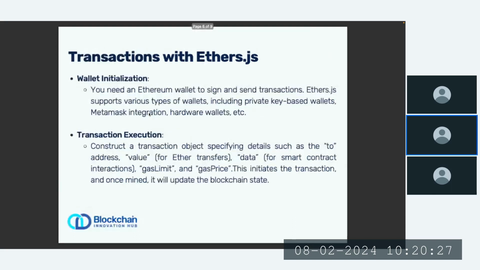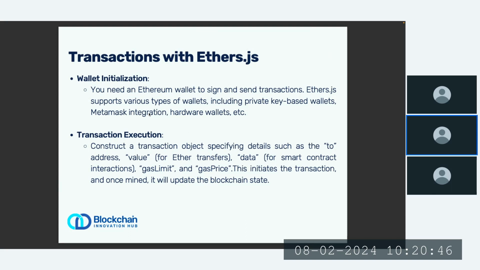We did something similar where, using signers, we performed a transaction in the last class, making use of the to and value, where we specified the value in ether and also the address where we want to send it to. We also specified the gas price.